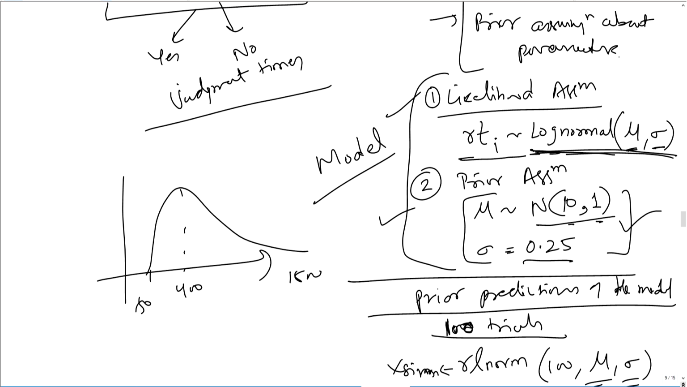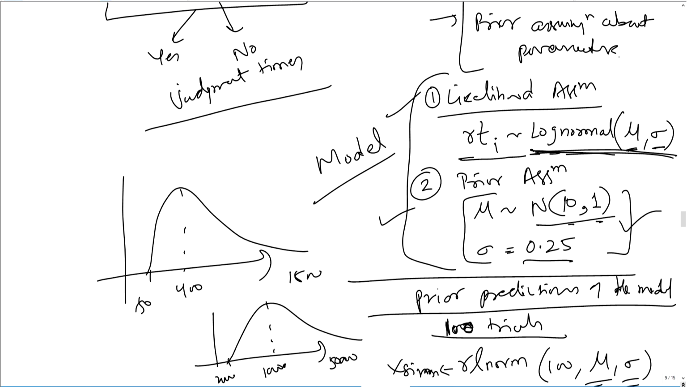If your prior predictions look way off, let us say the median value is 10,000 milliseconds, the minimum value is 2000 milliseconds, and the maximum can go up to 50,000 milliseconds, then your prior assumptions are unreasonable. They do not make any sense. So, you need to revise your prior assumptions and make some reasonable ones.